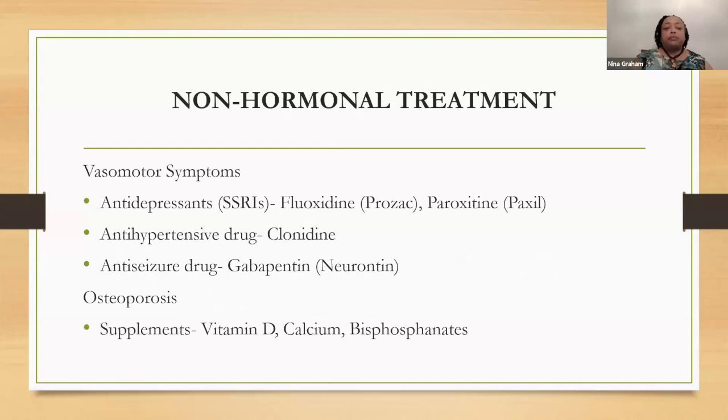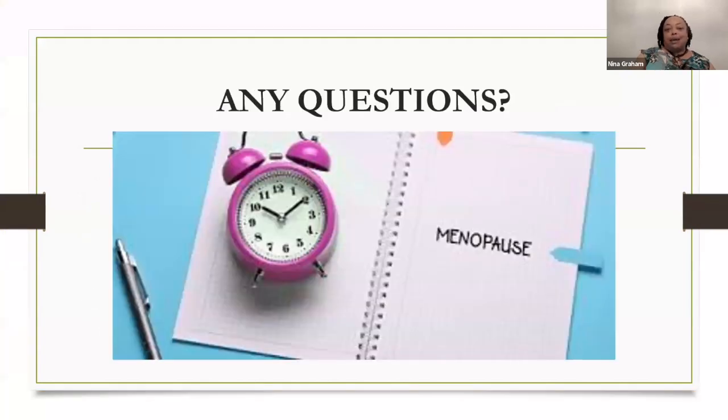These are non-hormonal treatments and they too have side effects. Antidepressants, Prozac, Paxil, these are SSRIs that are used for vasomotor symptoms like the hot flashes. And the antihypertensive drug clonidine and the anti-seizure drug Neurontin are also used as non-hormonal treatment for some menopausal symptoms. And of course, I mentioned some of the supplements you would use for osteoporosis.